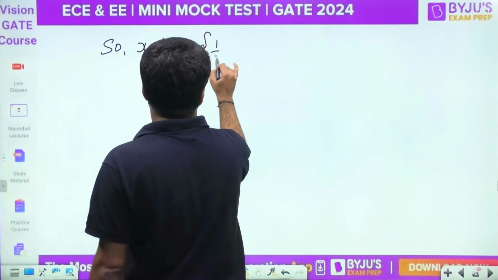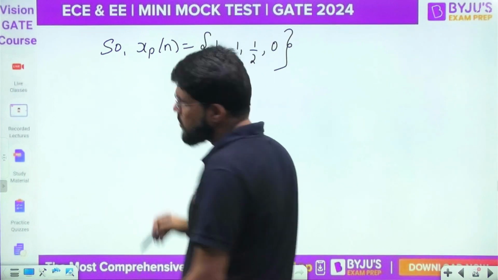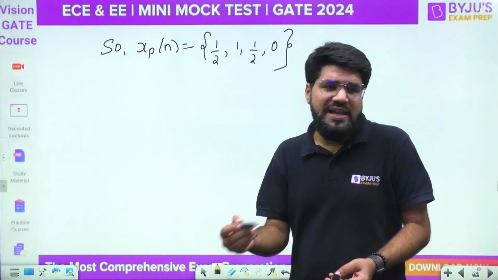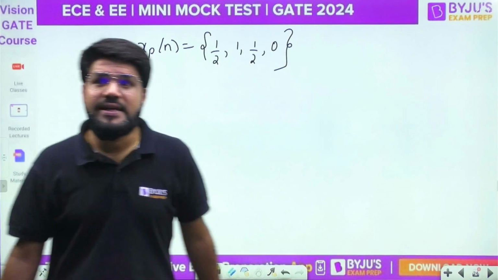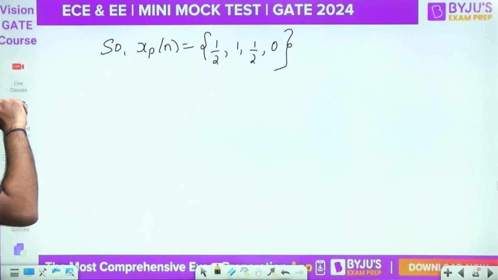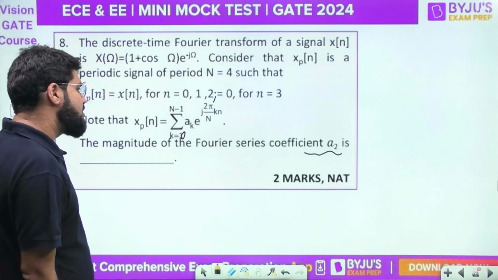So what is xp[n] now? 1, 1 by 2, 1 by 2, and a 0 padded to convert it to a 4-point signal. We know whenever we take the length as 2 power m, the FFT calculations are eased out. So this is xp[n], and I am looking for the Fourier series coefficient A2.